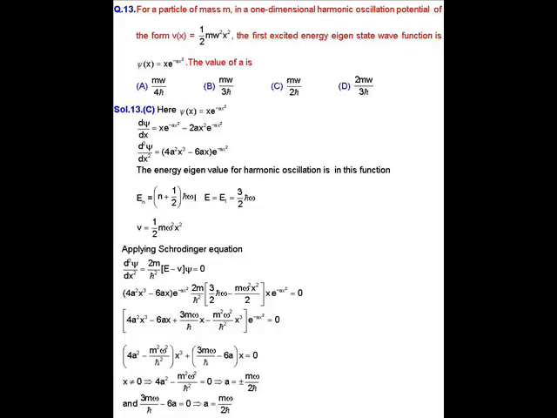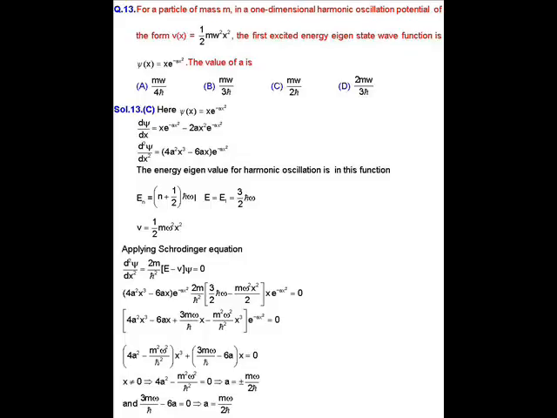By putting the above values in this equation, we get 4a square x cube minus 6a x, into e to the power minus a x square, plus 2m upon h cut square, in brackets 3 by 2 h cut omega minus m omega square x square divided by 2, bracket close, into x e to the power minus a x square, equals 0. By solving this, 4a square x cube minus 6a x plus 3m omega divided by h cut into x minus m square omega square divided by h cut square x cube, into e to the power minus a x square.